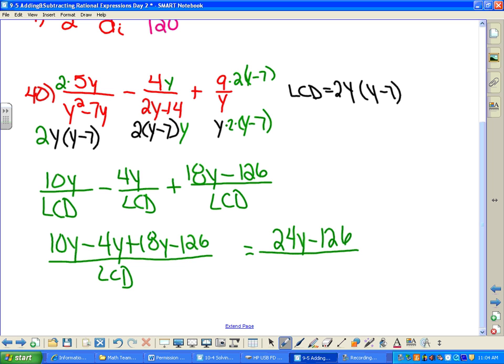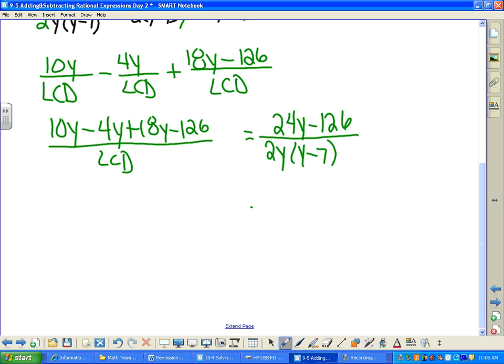Okay, all over the LCD of 2y times y minus 7. Now there's one last step that we're supposed to remember to do, and that is see if we can factor and reduce. The denominator should always already be factored, so it's only the numerator you have to worry about factoring. Can you factor the numerator at all? Yes, what can you factor? You can pull out a 6. So you're going to have 6 times 4y minus 21 over 2y times y minus 7.